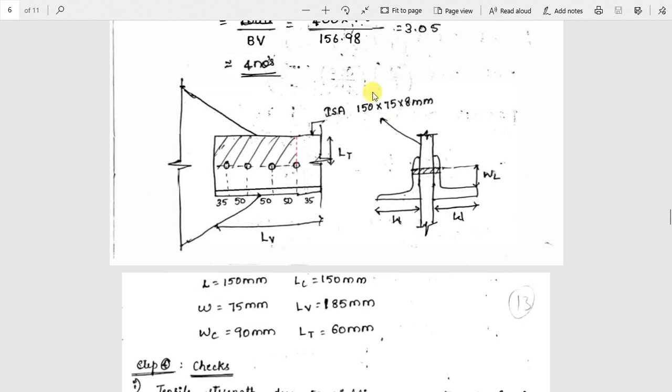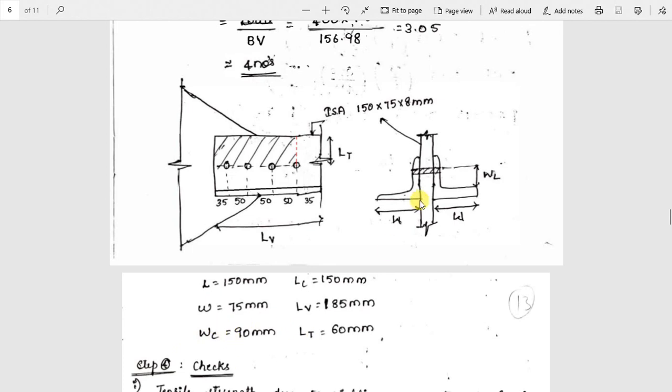So it is an unequal angle. Once again, the longer leg will be used for connection, so L will be 150 mm, and Lc is nothing but the center to center distance of extreme bolts from this particular point till here, that will be equal to 150. And W is the length of the outstand leg. So if 150 is connected, the outstand leg will be 75, so W will be 75, and Lv is from this particular point till here, and that will be equal to 150 plus 35, so 185.